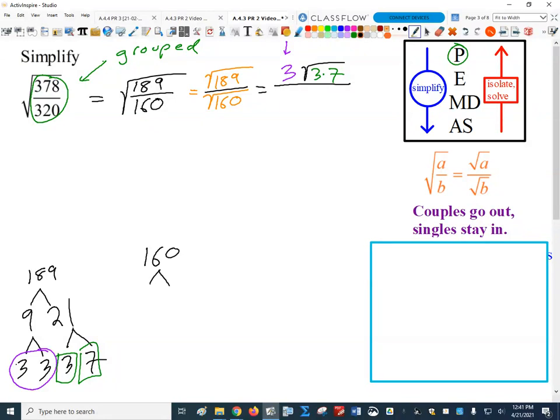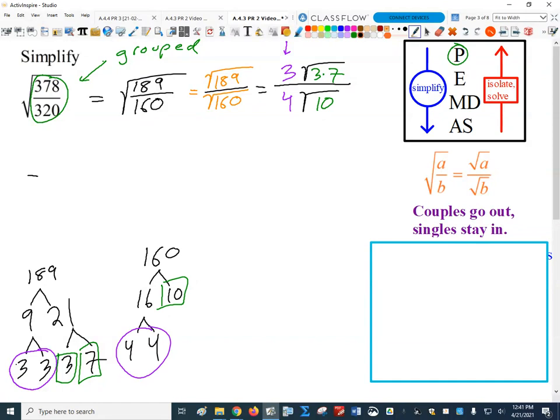Everybody agree that's just going to be 16 and 10? Okay. 16's good, right? 16 gives us a couple of 4s. What about the 10? Am I going to get any singles out of the 10? No sense even breaking it down further then, right? We're going to end up with a couple of 4s. So I get a 4 outside. And inside, I'm going to get a 2 and a 5, which I'm just going to make into a 10 anyway, right?